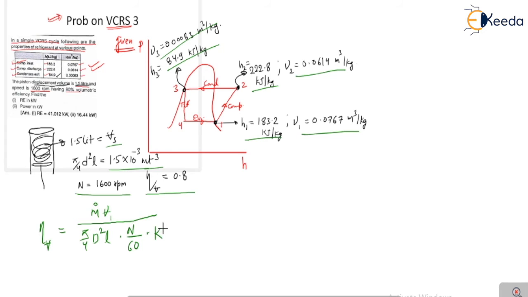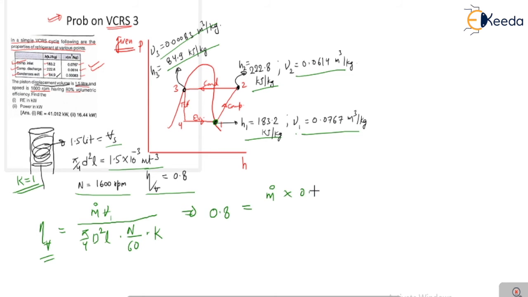Here, how many piston and cylinder combinations are there? Here k equals 1, only one single reciprocating compressor. Is it right? Here 1. And now we have to apply all the given values. Here 0.8 is your volumetric efficiency. Mass flow rate is not given. And V1 is also given.